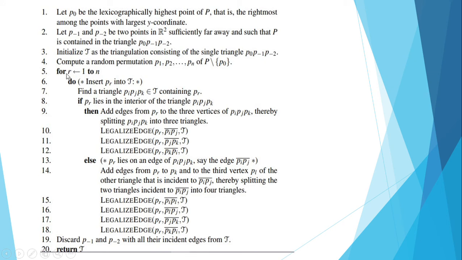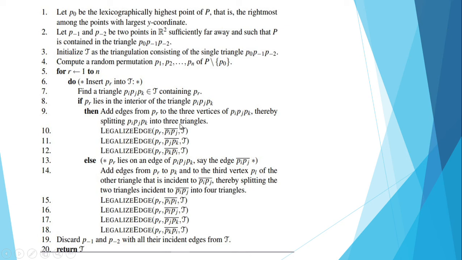We then start a loop, for r equals 1 to n, that is, for all the points. We are finding a triangle PiPjPk containing PR. That is, after adding the point PR, we find the triangle which contains PR. How would you find the triangle? We are going to see in the next slides. If PR lies in the interior of the triangle, that is the first case we saw just now, we split the triangle into three triangles. After splitting, we have to check all the edges to be legal or not. That is done by legalization.